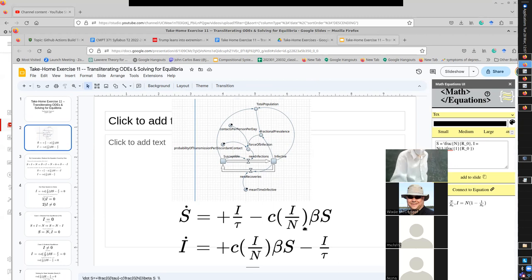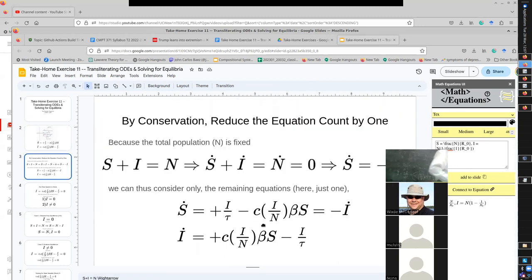Yes. If we want to solve for this equal to zero, we could divide through it. But I like Tony's suggestion. Tony is very clever. He said, look, the total population is this. So S plus I equals N. And it follows that if you take the derivative, S dot plus I dot equals N dot. And what is N dot? Zero. The rate of change of the total population is zero. So that implies S dot equals minus I dot.